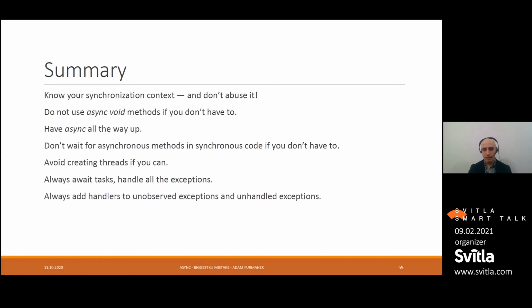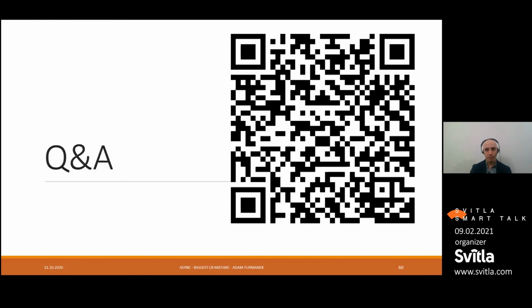And just to summarize the talk we just had, know your synchronization context and do not abuse it. It's very easy to get deadlocks with this code. Always have async Task methods, never use async void. Always have async all the way up, ConfigureAwait false all the way down, await all the tasks you have. And generally, you need to transform your code to this whole mindset. Otherwise, it may be super easy, super simple to break it, to deadlock it. That would be it when it comes to summary. And now it's time for Q&A.